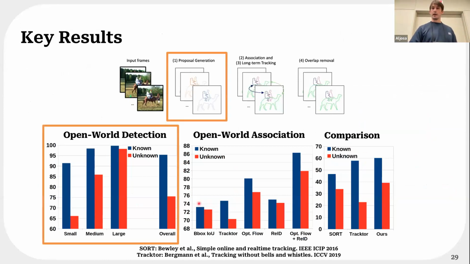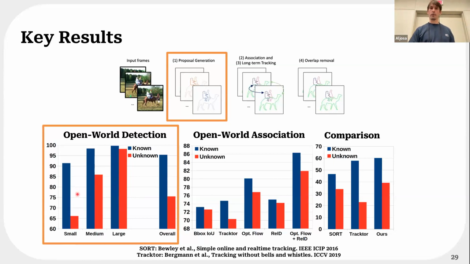Here, for the proposal generation part, we just used an RPN, and looking at our dataset, it really turned out that we can reasonably well recall unknown objects, right? But what was interesting is that we can recall large objects very well, but not so well smaller objects. So here there's still quite some gap to bridge. And of course, this limits how many unknown objects you can track, right? If you don't have proposals for them, you're not going to be able to track them.